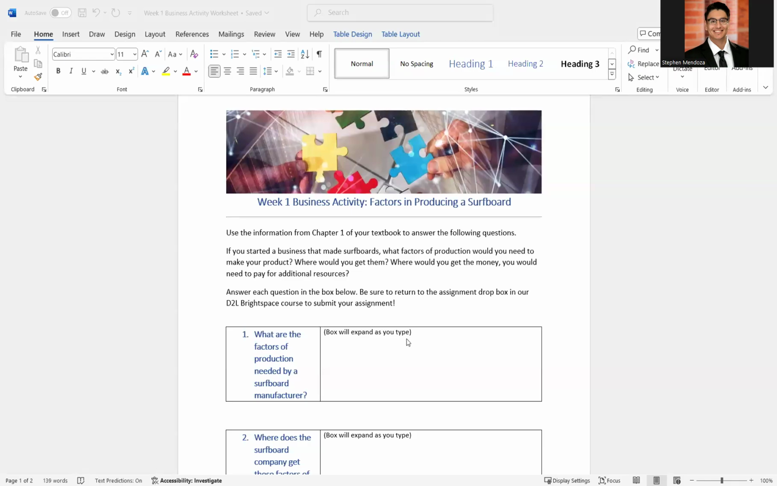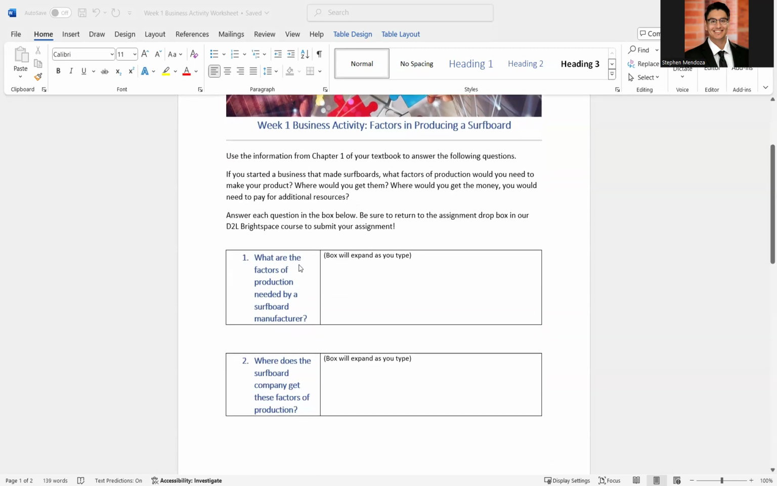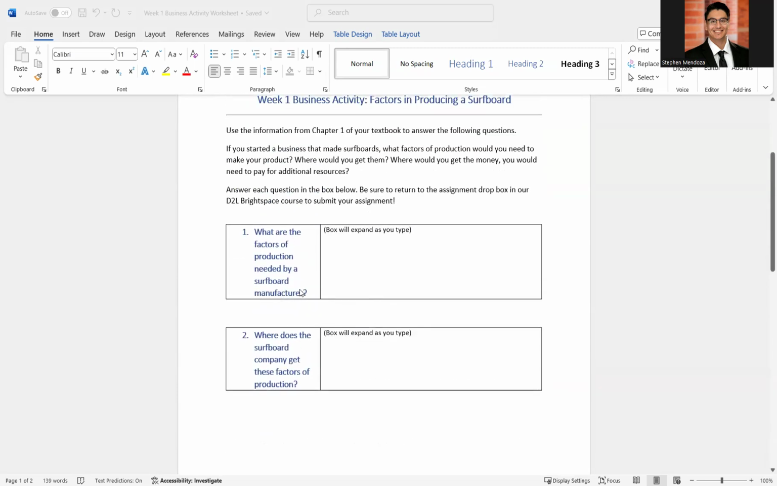This is going to be the first business activity of the term, and here's my quick overview and some guidance for my students. So, what you want to do first is read chapter one of the textbook, and the assignment itself is about three questions.